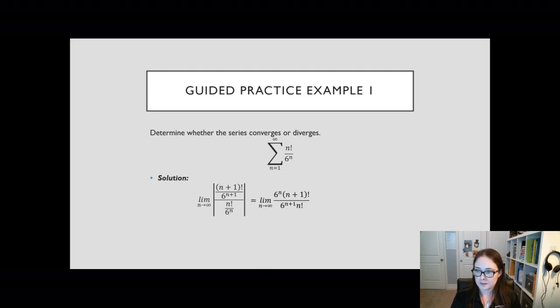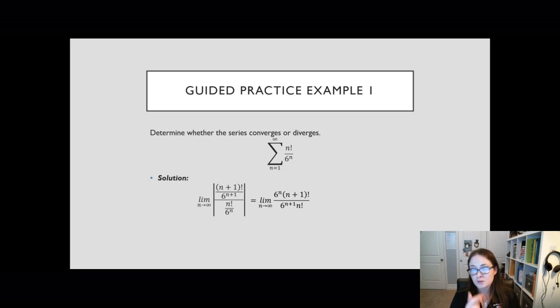And it looks something like this. And everything's positive, so I didn't need to continue with the absolute value. And now I have to figure out how to simplify this. Well, in the denominator, if I focus on those 6's first, 6 to the n plus 1 is the same thing as 6 to the n times 6 to the first power. So the 6 to the n's will cancel, and I'll end up with a 6 left over on the bottom.